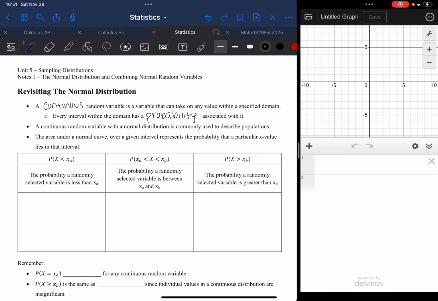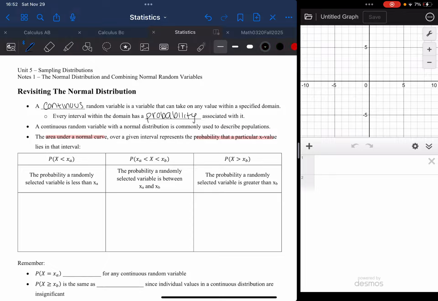A continuous random variable with a normal curve is commonly used to describe populations. The area under a normal curve for a given interval represents the probability that a particular x value lies in that interval.